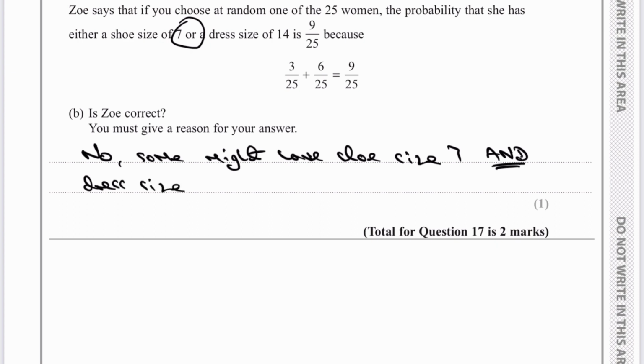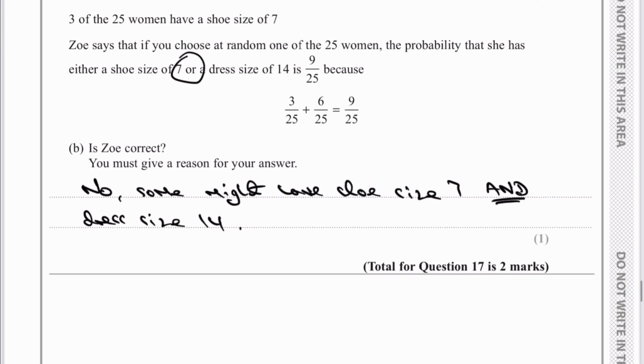Okay, so it is a bit of reading through, and you've got to work through to understand what Zoe is talking about. But basically, the key issue there is she said or, and really she should have said and with that.